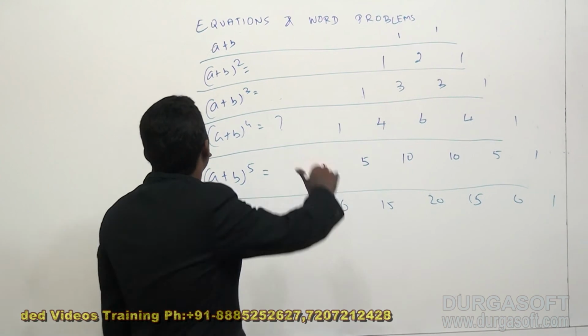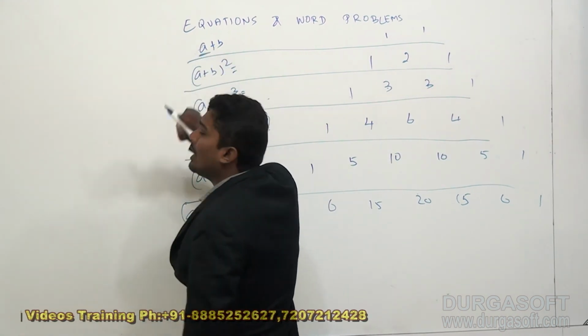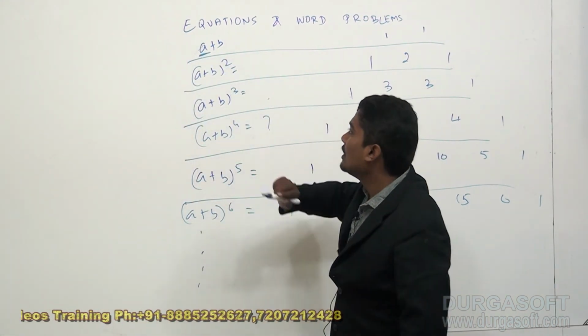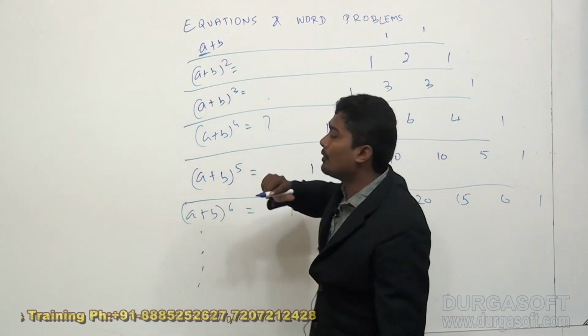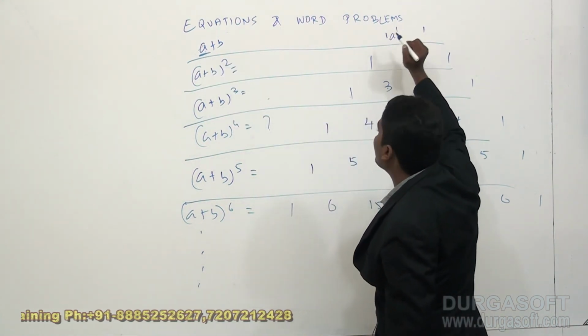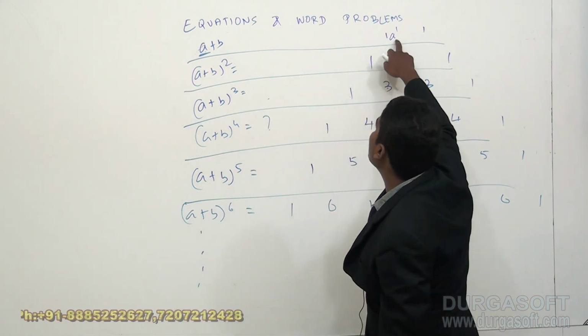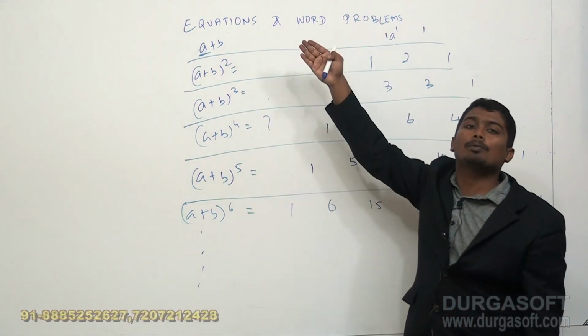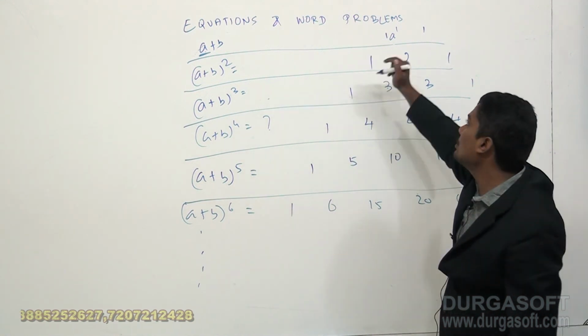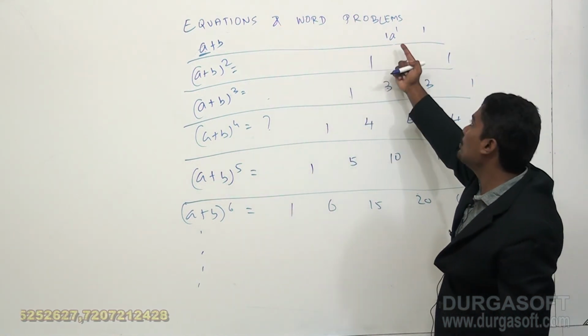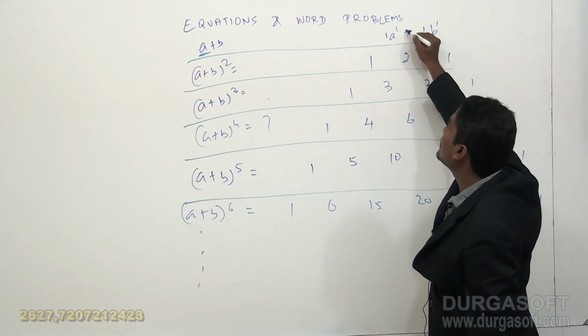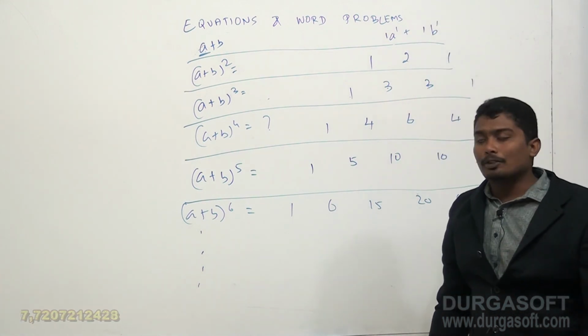We will be seeing. So first, you start with the highest power of a. So here the highest power of a is a power 1. Next you decrease the power of a, so a power 1 becomes a power 1 minus 1, which is a power 0, and you increase the power of b. There is no b here, it will become b power 1. So 1 into a power 1 plus 1 into b power 1.